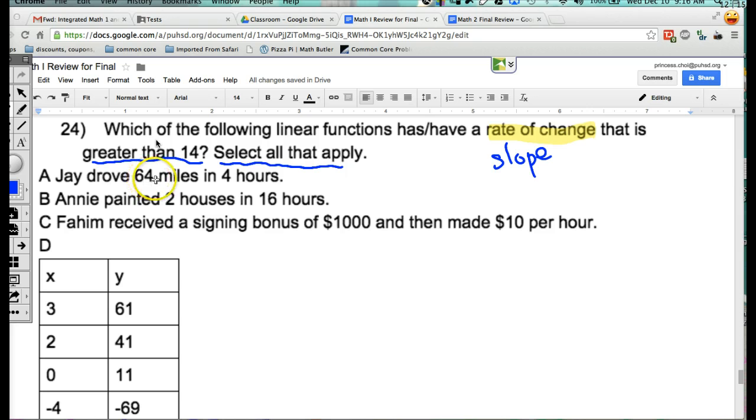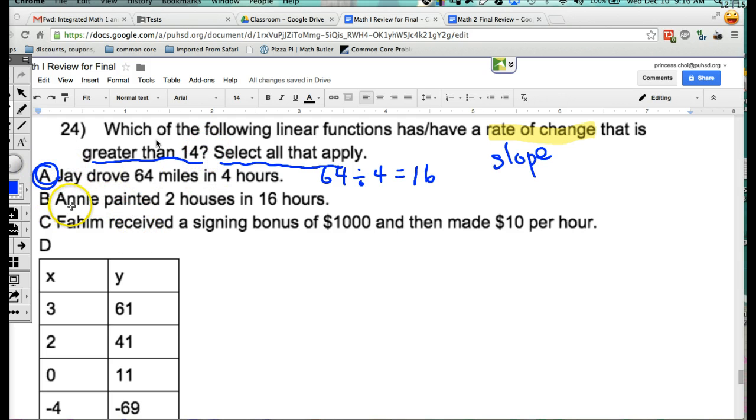So let's say Jay drove 64 miles. So in 1 hour, how many miles is he driving? You gotta go 64 divided by 4. What is that? Yeah, 16. So Jay drove 16 miles every hour. So what is the rate of change? The rate of change is 16 miles. Is 16 miles bigger than 14? Yes, so A is going to be the correct answer.